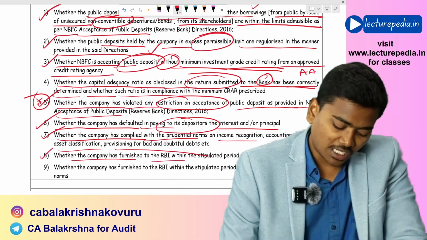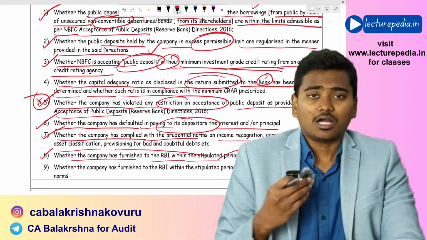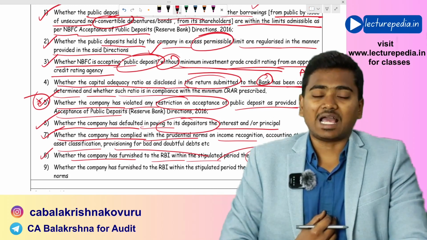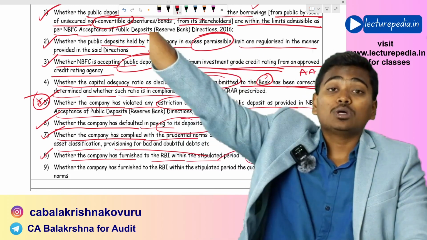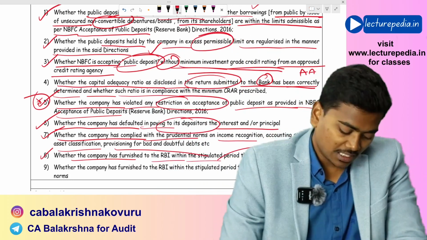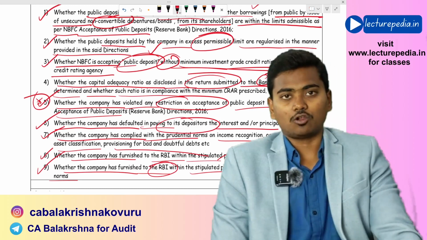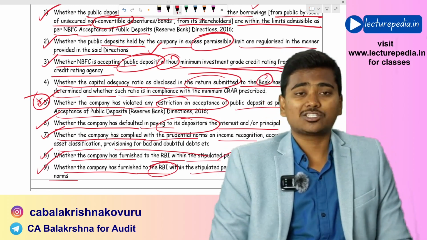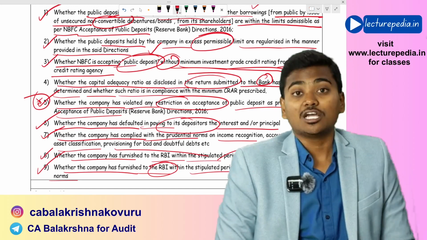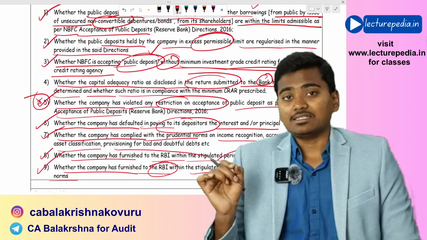Whether the company has furnished to RBI within the stipulated period the return on deposits. Within the specific period, the NBFC needs to furnish certain returns on deposits that the NBFC has accepted, and the outstanding deposits, to the Reserve Bank of India. Whether this return has been submitted within proper time limits, and whether the company has furnished to RBI within the stipulated period the quarterly return on prudential norms. These points have to be reported by the auditor in his audit report of NBFCs that are accepting deposits, in addition to the reporting requirements of section 143.